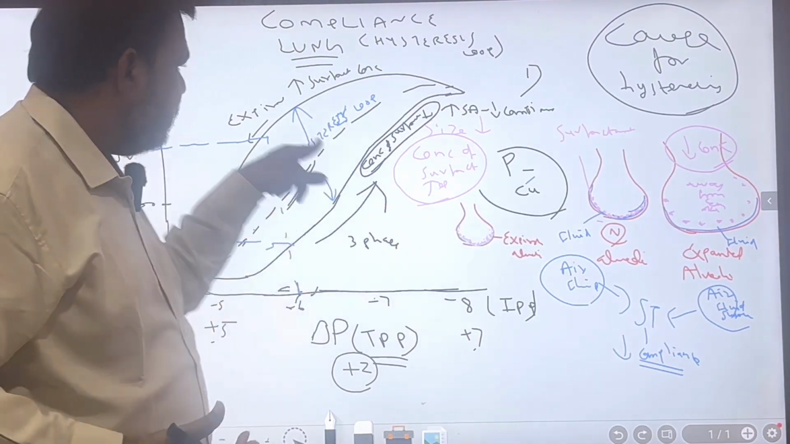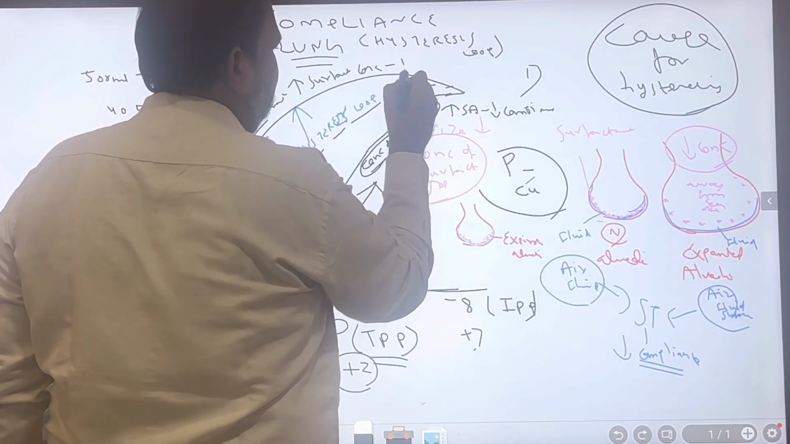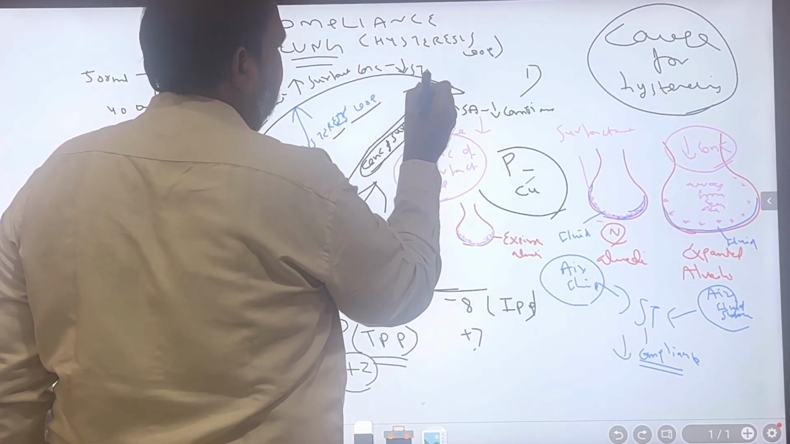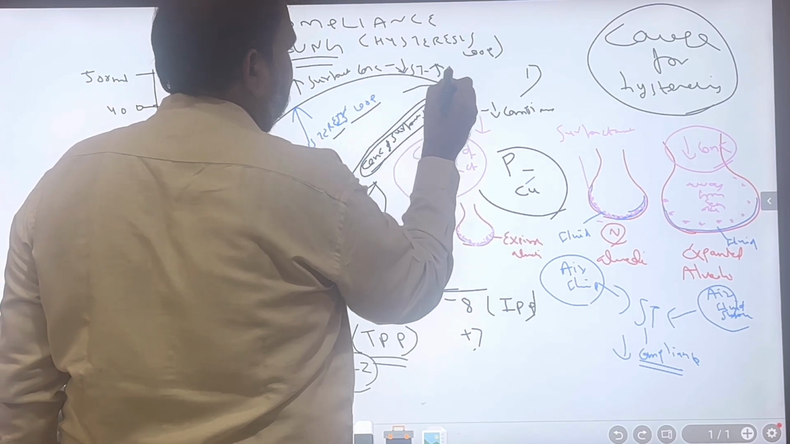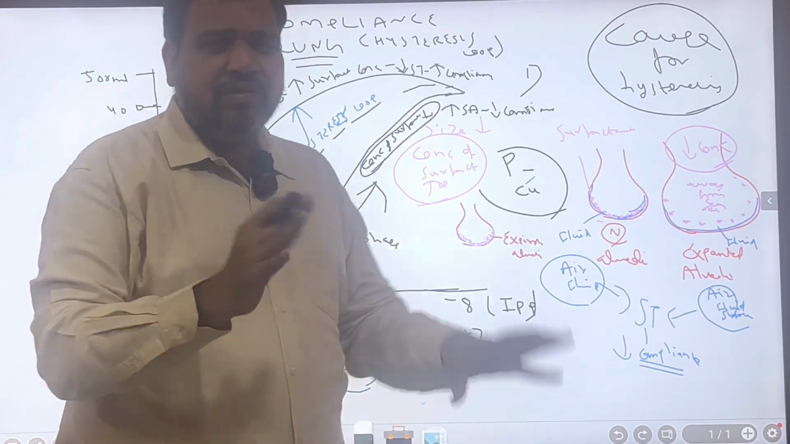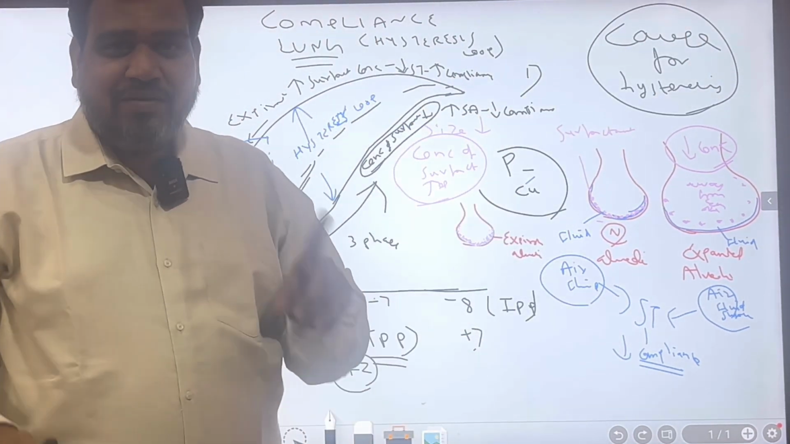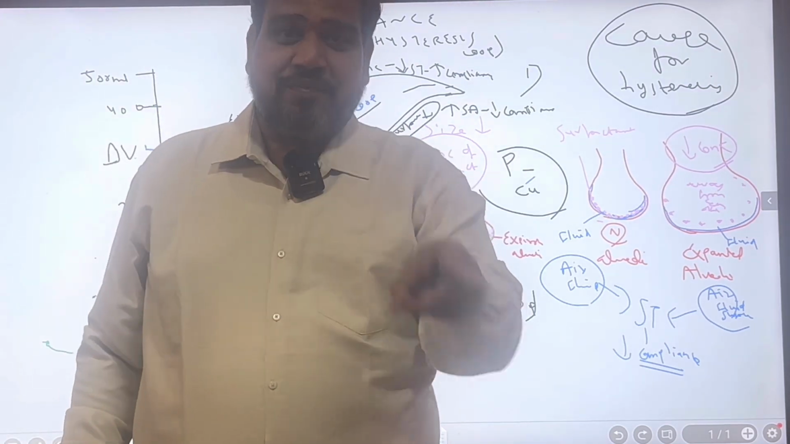What happens to the surfactant? Surfactant concentration is increased. So what is the surfactant function? It decreases the surface tension and the compliance is increased. So compliance is increased during expiration, decreased during inspiration. This difference is called the hysteresis slope, but it is not over. One of the causes for hysteresis is surfactant.